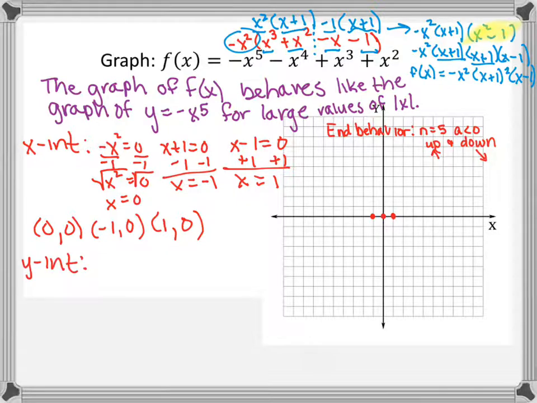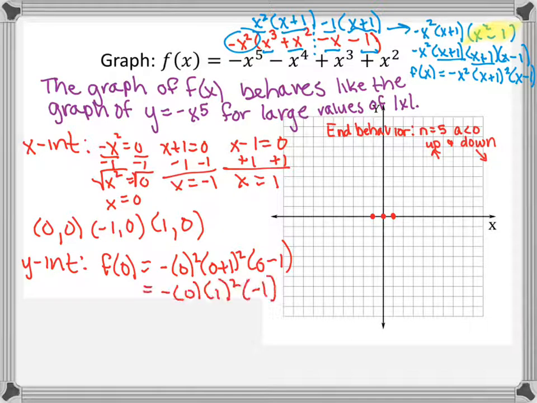For our y-intercept, we need f of 0. So I find it easier to substitute it into the factored form, but it doesn't matter which form you substitute it into. So negative 0 squared times 0 plus 1 quantity squared times 0 minus 1, which is going to be 0 because we're multiplying everything by 0. And we already knew that we had a point at the origin, so the origin is our x-intercept and our y-intercept.